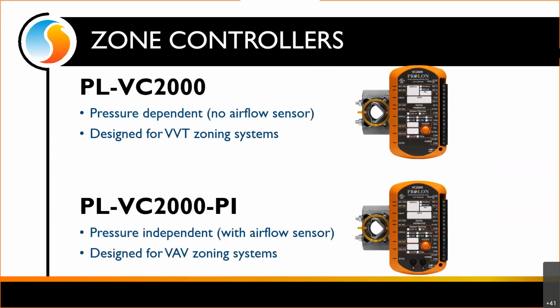So these VAV controllers are designed for VVT systems. And then there's the VC2000PI, which is the pressure independent model. It is virtually identical to the one above it. However, you'll see on the bottom in the middle, we do have the high and low ports to be able to connect the airflow sensor so that we can measure the amount of CFMs passing through the VAV terminal.